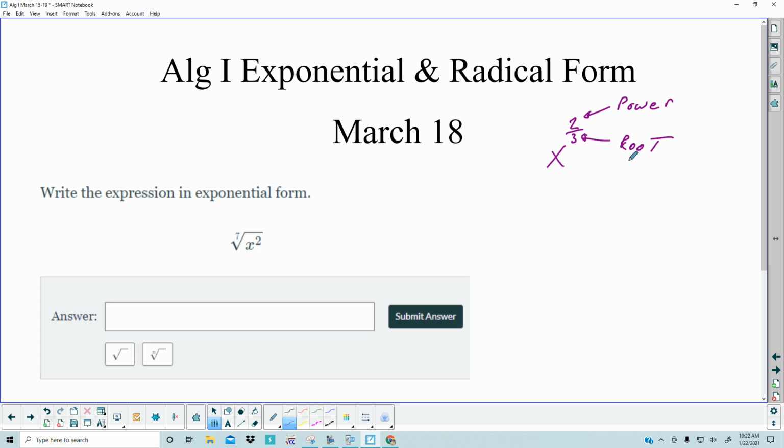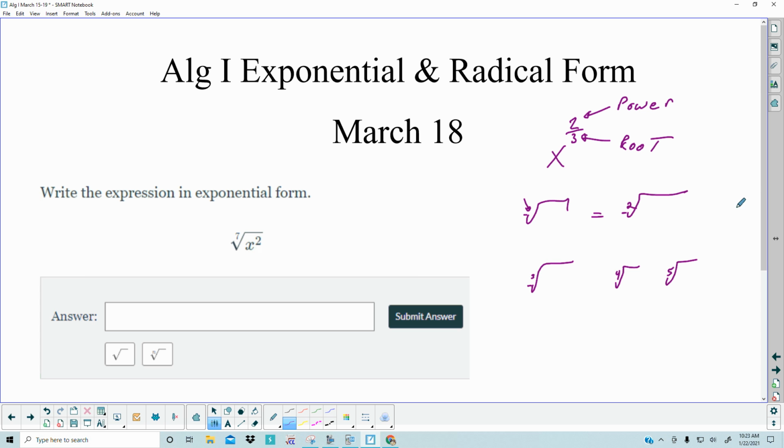Now, a root is the same thing as a radical, okay? This, as it is written, is a square root. There's nothing in this little spot. It's the same thing as when there's a 2 there. You can also have a cube root. You can have a fourth root. You can have a fifth root.